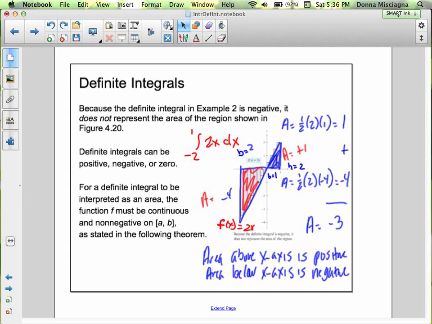So notice that area above the x-axis is positive, and area below the x-axis is negative. So we can't really think of that as being a true area, because some of the positive area and some of the negative area cancels each other out. If we want to see it as a true area, that would be 5, and we would want to take the absolute value. If we're looking for accumulations, though, we have a negative accumulation and a positive accumulation, and so together it would be a negative accumulation of negative 3.